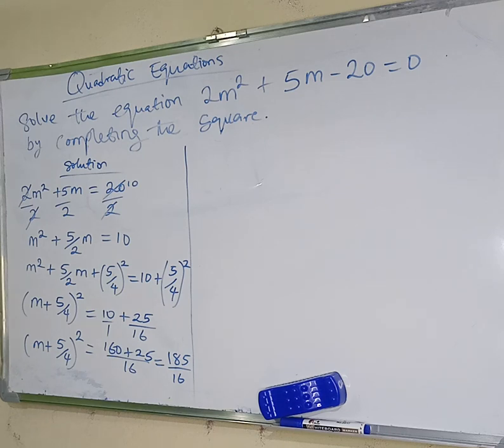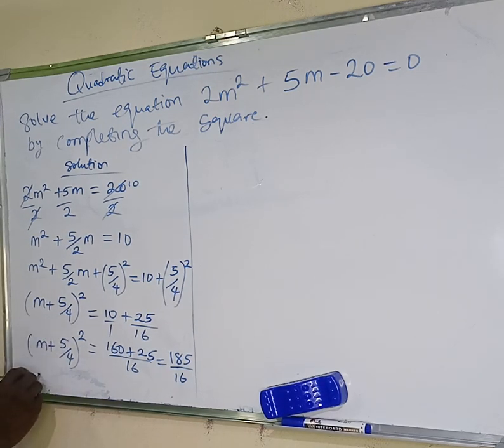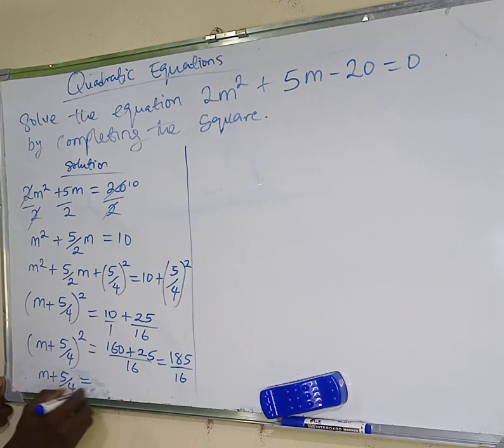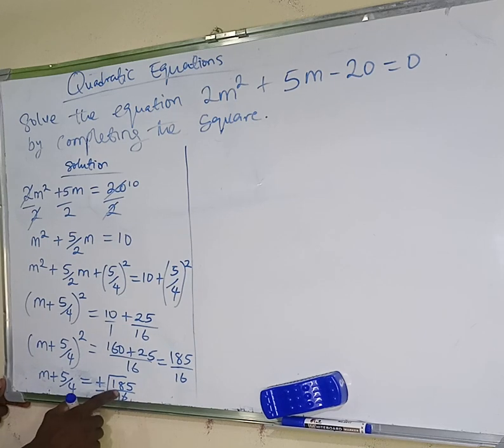Now, we want to remove this square from the left-hand side. For us to remove that power 2, we must introduce a square root. If we take the square root of that left-hand side, the square will go off and we're going to have (m plus 5) divided by 4 equals plus or minus the square root of 185 divided by 16. Is that okay?